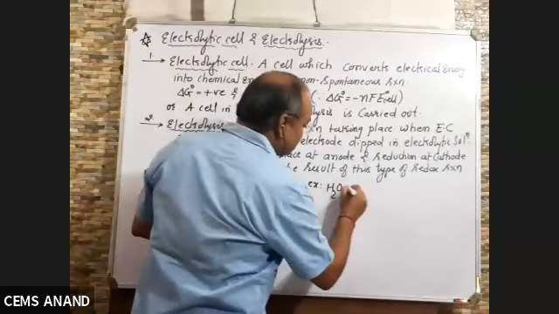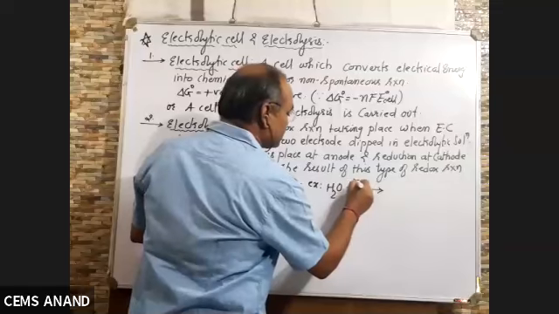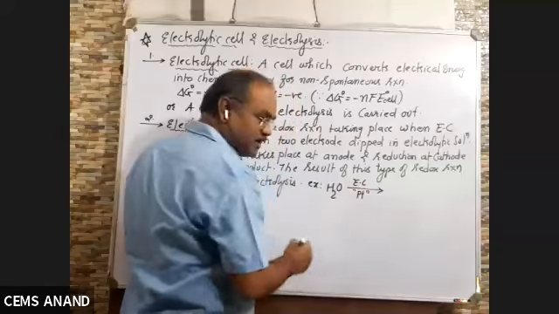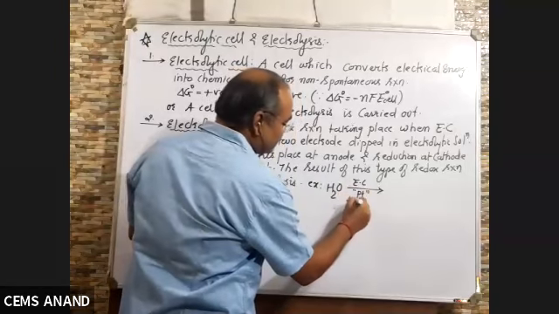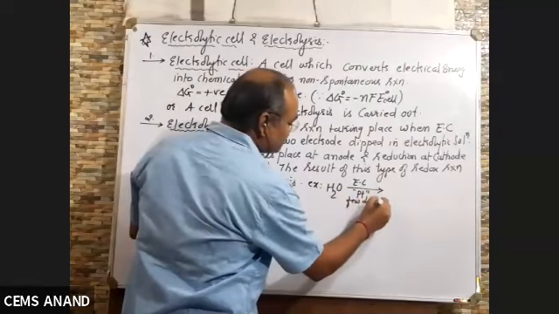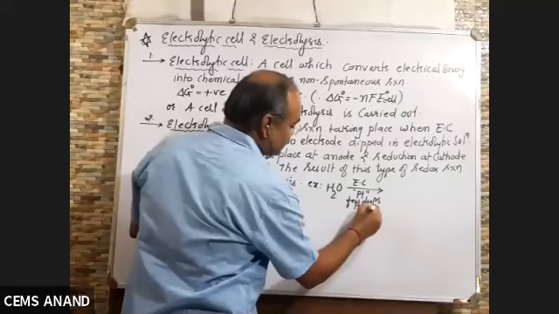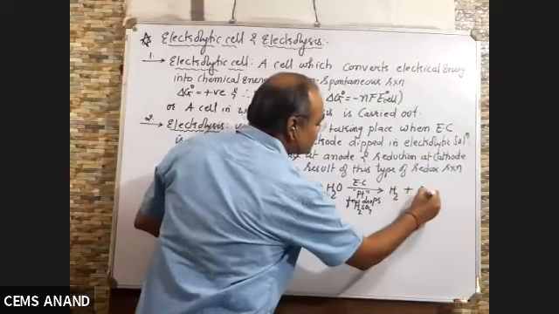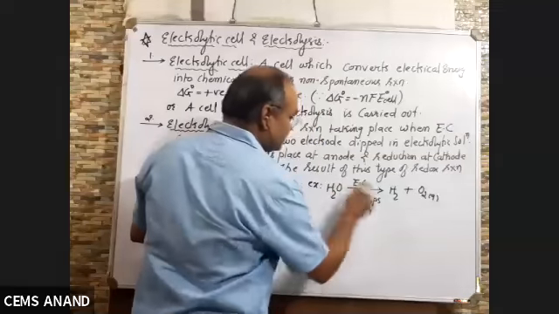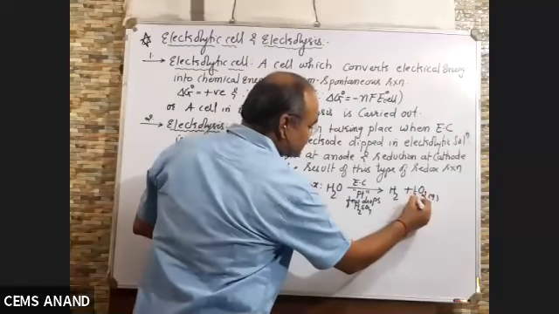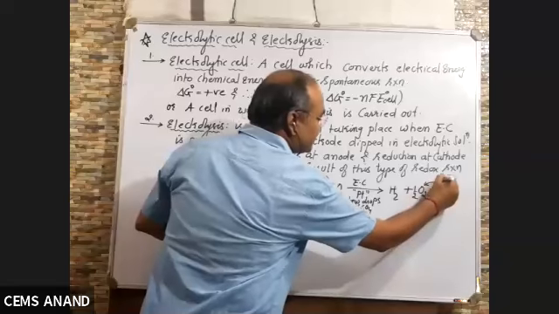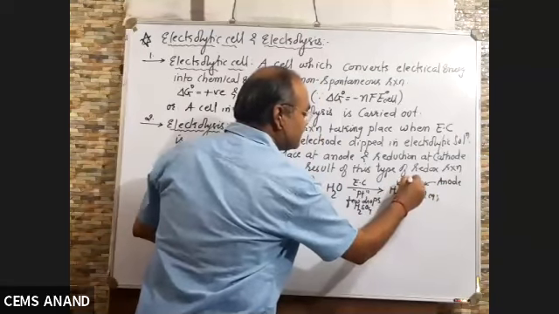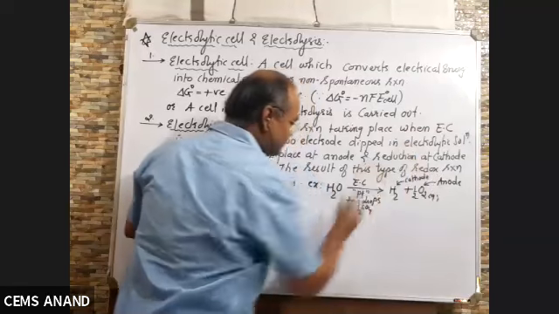When water undergoes electrolysis by passing electric current in presence of two platinum electrodes by adding few drops of H2SO4, you will get H2 gas plus O2 gas, right? If you want to balance, you can write half O2 gas. O2 gas will be obtained at anode. H2 gas will be obtained at cathode. Let us see how.